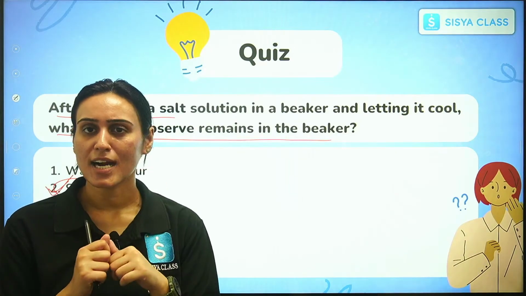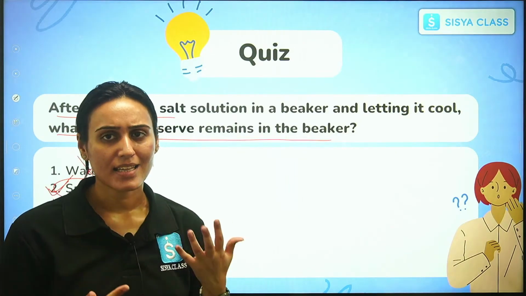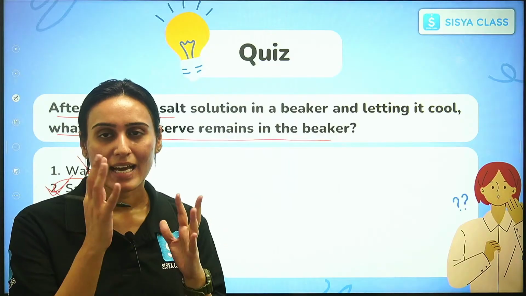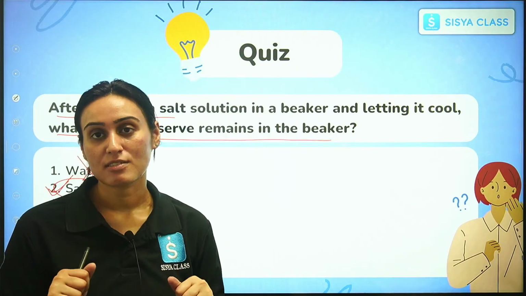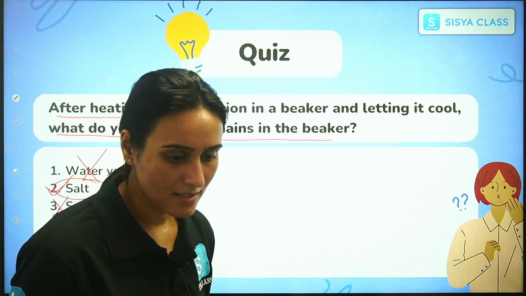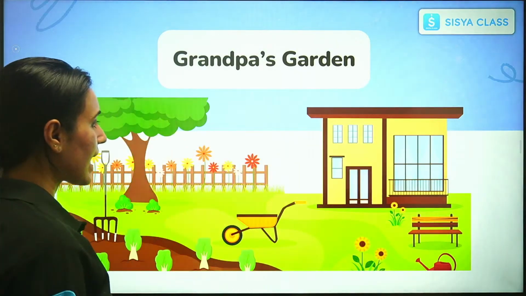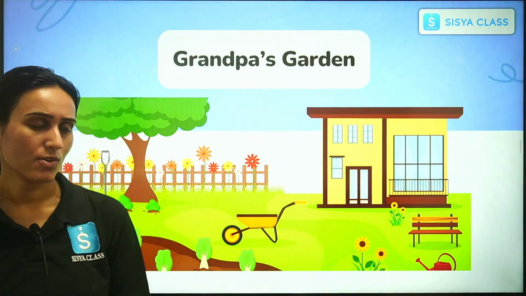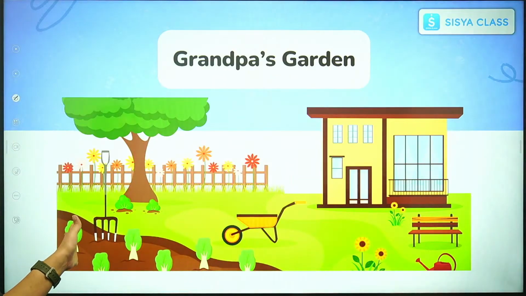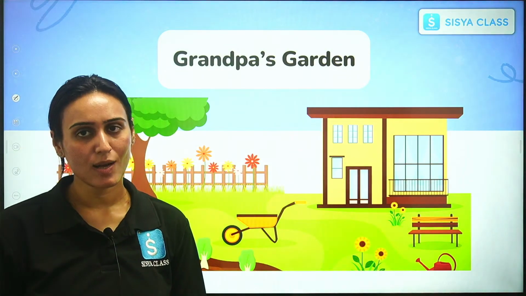So now we are going to start with another activity, another observation, and you tell me how to separate the components from there. Okay, so let's begin. So we are visiting our grandpa's garden. Do you see different types of vegetables planted here? We see a lot of flowers.